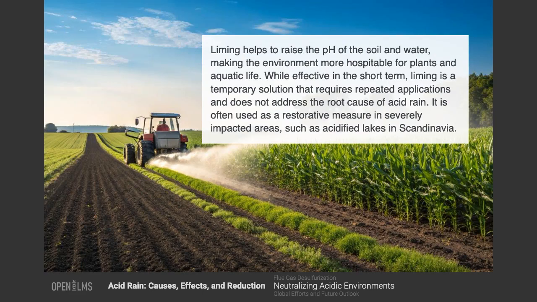Liming helps to raise the pH of the soil and water, making the environment more hospitable for plants and aquatic life. While effective in the short term, liming is a temporary solution that requires repeated applications and does not address the root cause of acid rain. It is often used as a restorative measure in severely impacted areas, such as acidified lakes in Scandinavia.